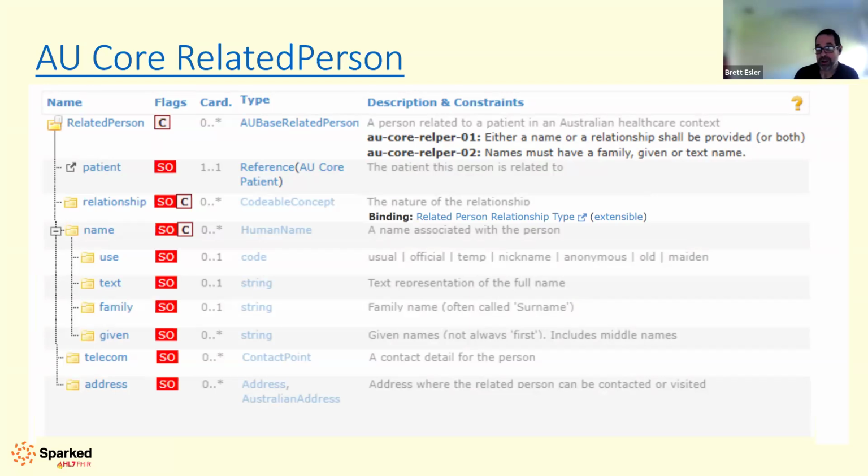So there is actually a branch that has this profile available, which is the working version of the AU Core proposal. So with that, it's picked up a number of elements in the must support. They're all marked SO, so they're the only ones we're showing here. So that includes patient, which I think you need to relate to somebody, and it's mandatory anyway. There's the relationship of how you relate to them, the name, and then maybe parts of the name being populated, and telecom, which includes things like telephone numbers, emails, and so forth, and possibly addresses.